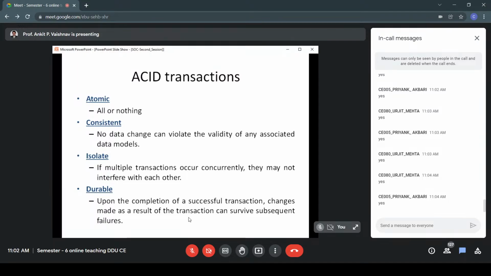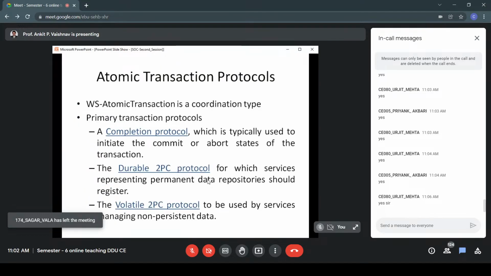So this is applicable to services as well as to databases. But as services are closely related with databases, these properties will also apply to services, right? Are we clear with this? What are ACID properties for services as well as for databases? Okay.